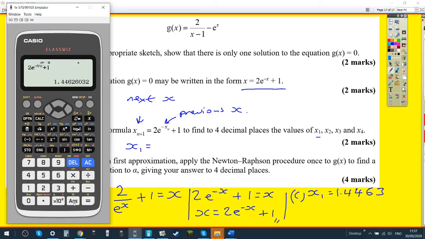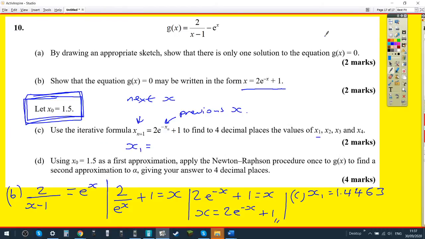X2? Would be 1.4709. Yeah. X3? 1.4594. X4? 1.4647. Yes, and that's a much more efficient way of doing those.